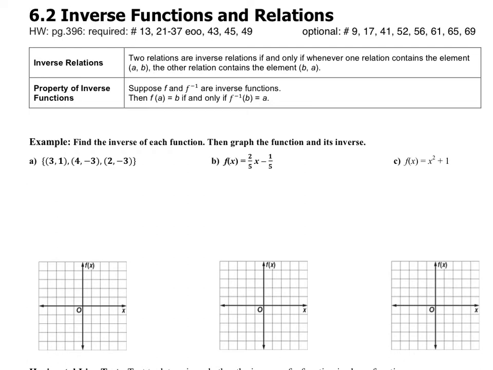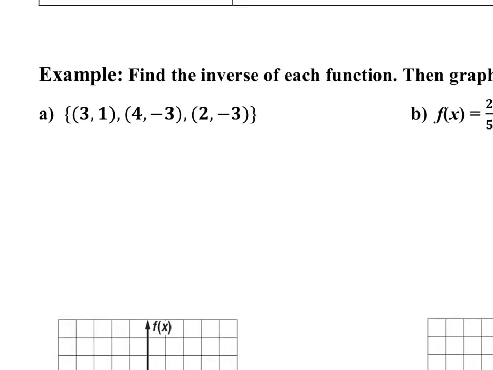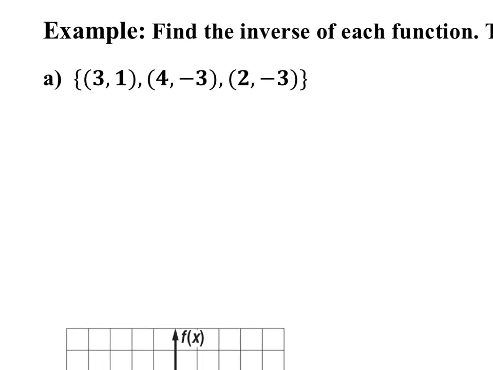6.2 is about inverse functions and relations. So if you're given a coordinate a comma b that's part of a relation, the inverse has to have b comma a. So on number 1, all we're going to do is reverse all of these coordinates. So we're supposed to find the inverse.